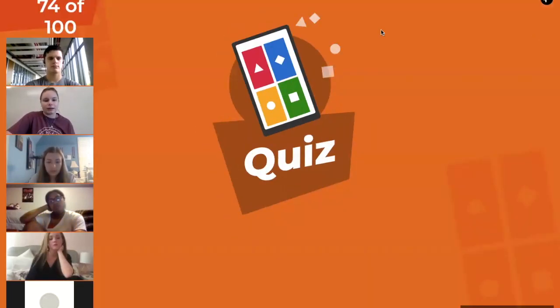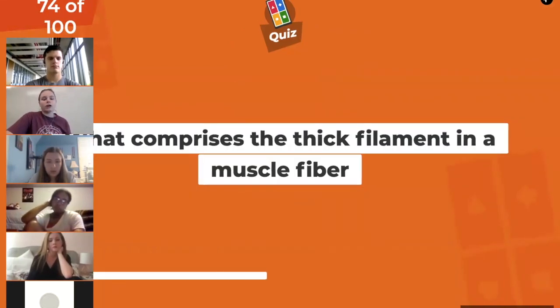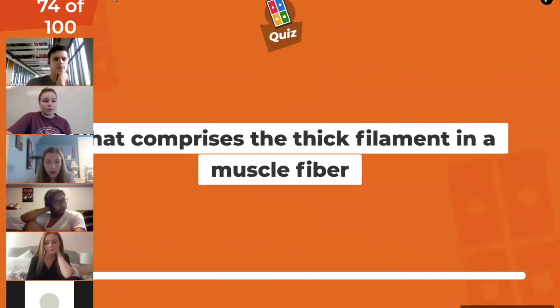Laney getting back. All right, what comprises the thick filament of a muscle fiber?